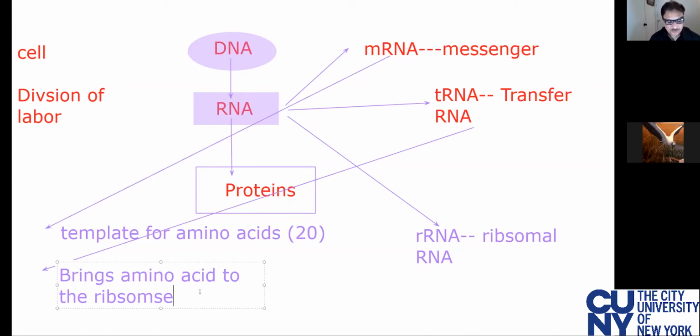So there is a code that says, okay, this is the sequence of mRNA, so this amino acid should come. Now, if several amino acids came to make a protein, who will make the peptide bond? The peptide bond between amino acids is made by ribosomal RNA. Peptide bonds, right?